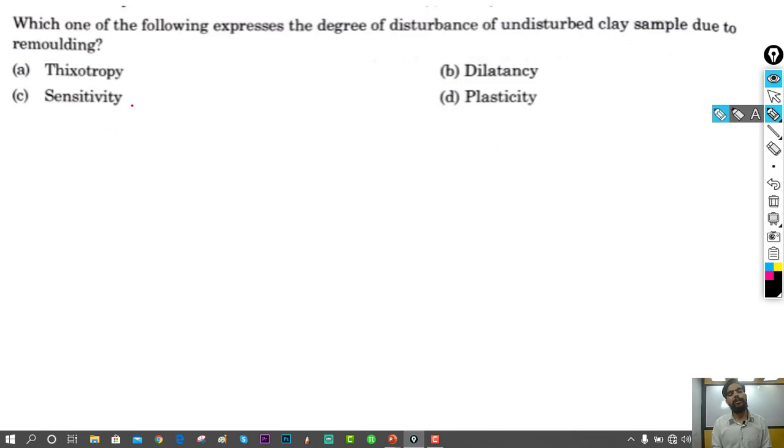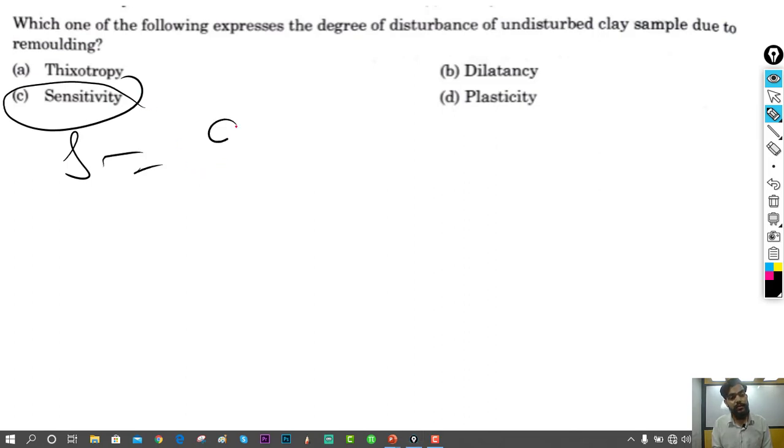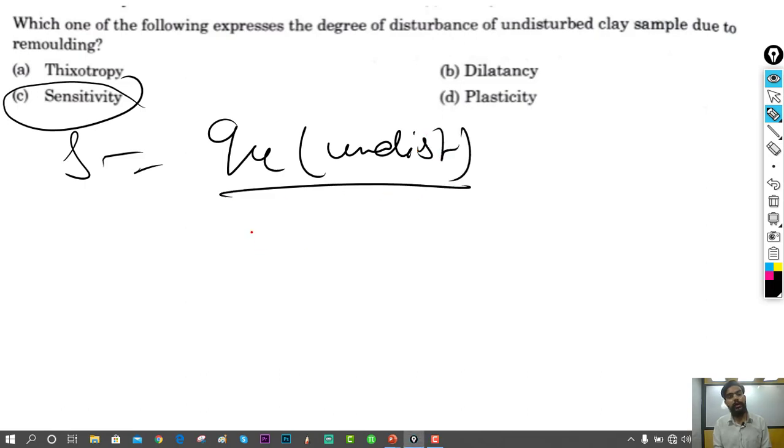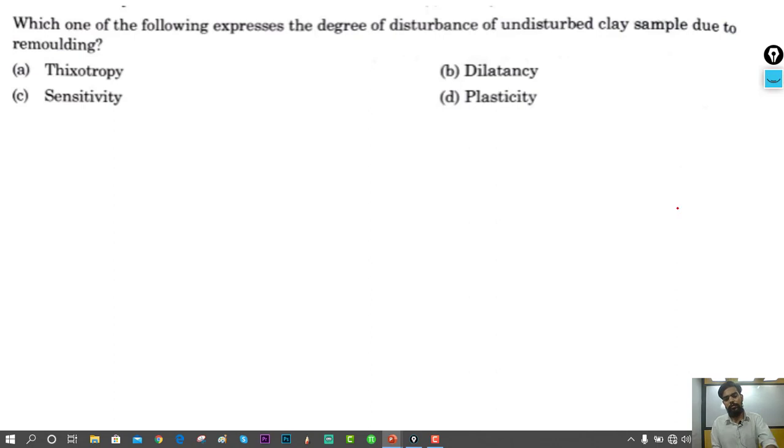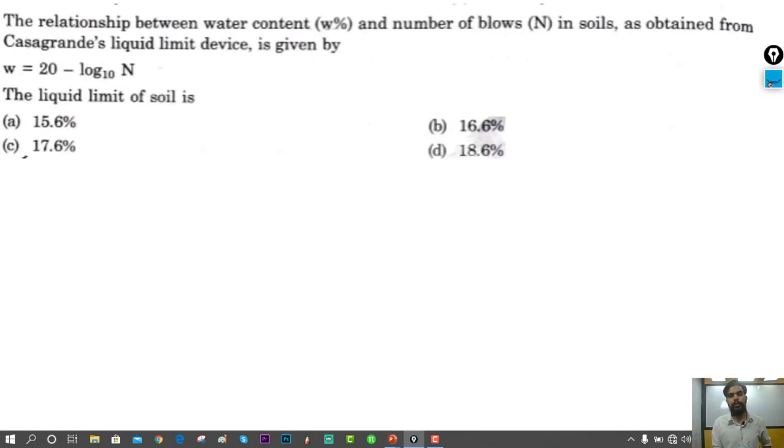Guys, just remember, degree of disturbance always tells sensitivity, because the formula of sensitivity is QU undisturbed divided by QU remolded. Okay, so degree of disturbance always tells sensitivity. So our correct option is option C. Okay, now move to the other question.